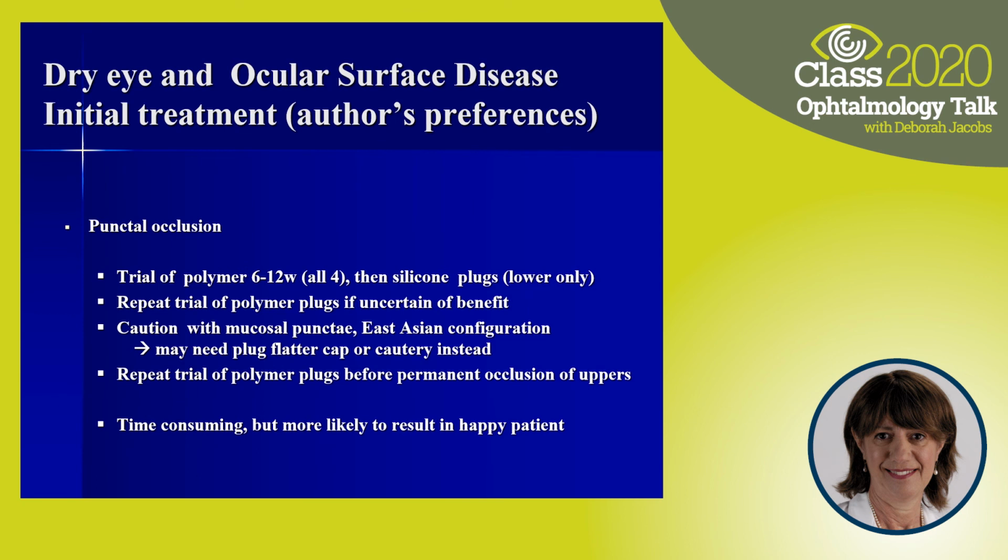Some of my preferences for punctal occlusion in the treatment of dry eye syndrome. I'm a big fan of a trial of polymer occlusion in all 4 plugs, and seeing the patient back initially, and then if there's benefit at 6 to 12 weeks, at which time I put in silicone plugs in the lower only. If the patient is uncertain whether punctal occlusion helped, I do a repeat trial.